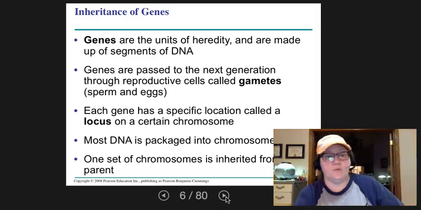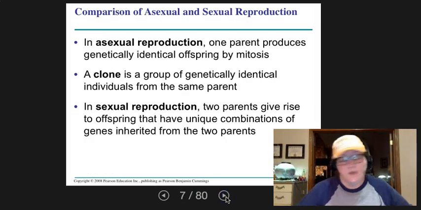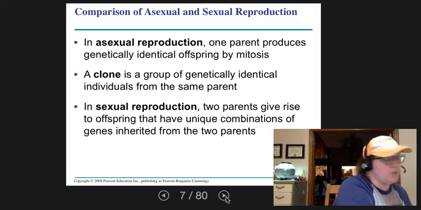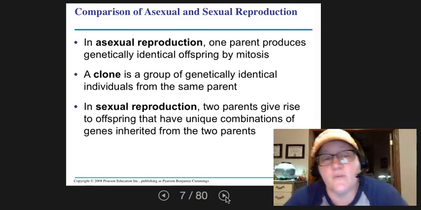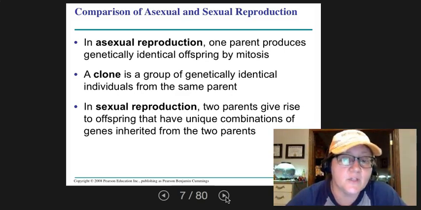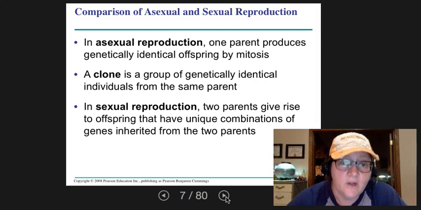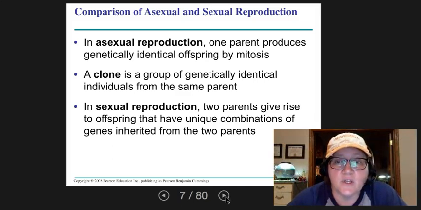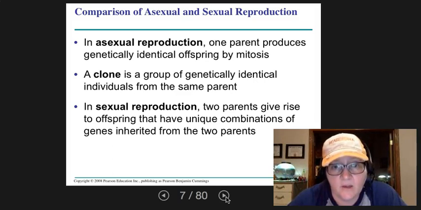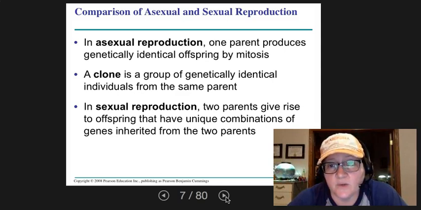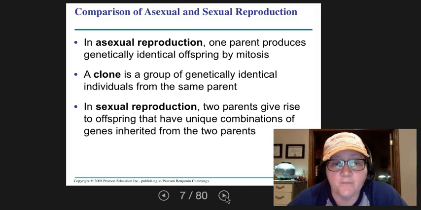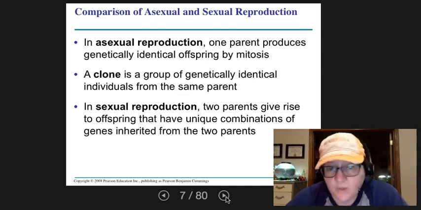Remember, you're going to get one set of chromosomes from mom and one set from dad, and that's what we'll talk about in bulk. But before we jump into sexual reproduction, we need to talk about asexual reproduction. Asexual reproduction is what works in many organisms on the planet. One parent produces genetically identical offspring through mitosis. So a single individual clones its cells, and we get an offspring that is genetically identical to the parent. Not what you and I do.